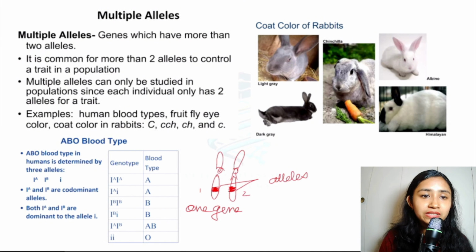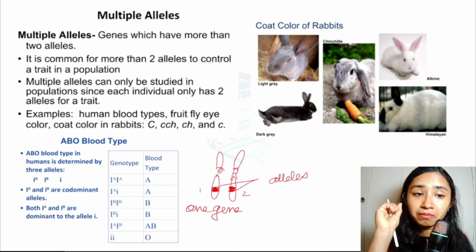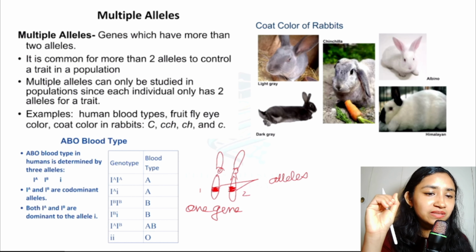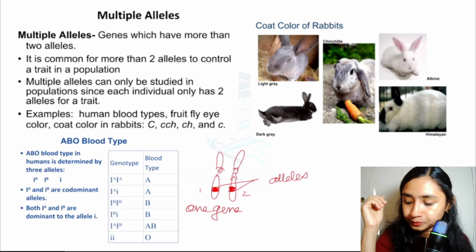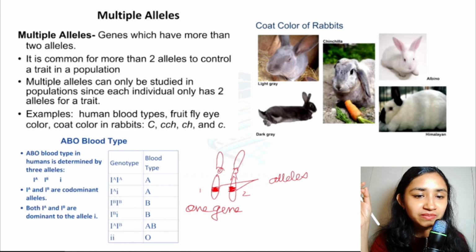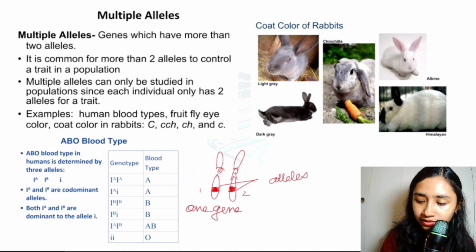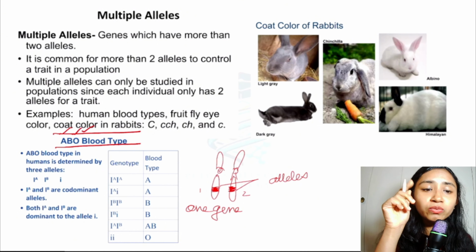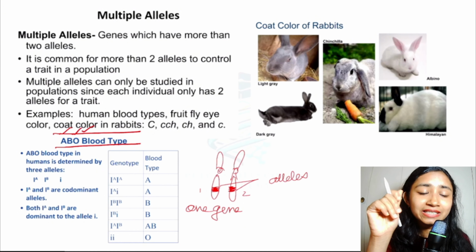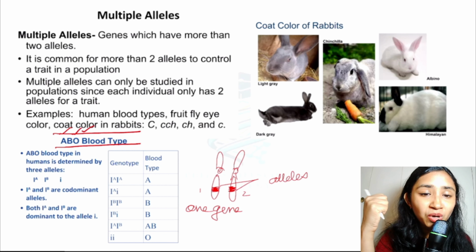It is common for more than 2 alleles to control a trait in a population. Multiple alleles can only be studied in a population since each individual has 2 alleles for a trait. For example, multiple alleles can be seen in human blood type, ABO blood type, where 3 alleles are present: allele A, allele B, and allele O. But point to be noted, each human contains 2 alleles, but the different types of alleles are present in the population.